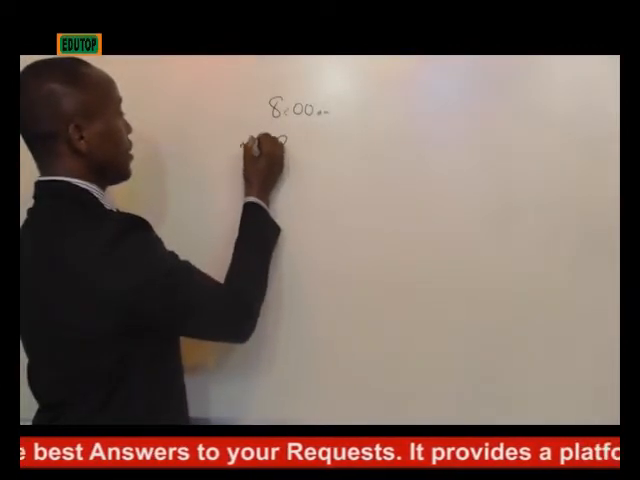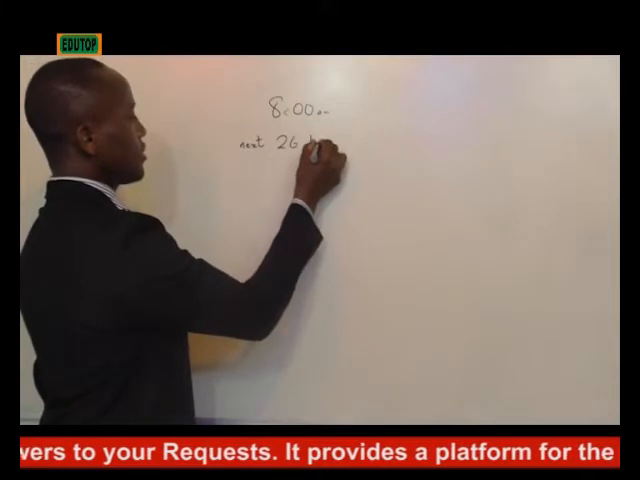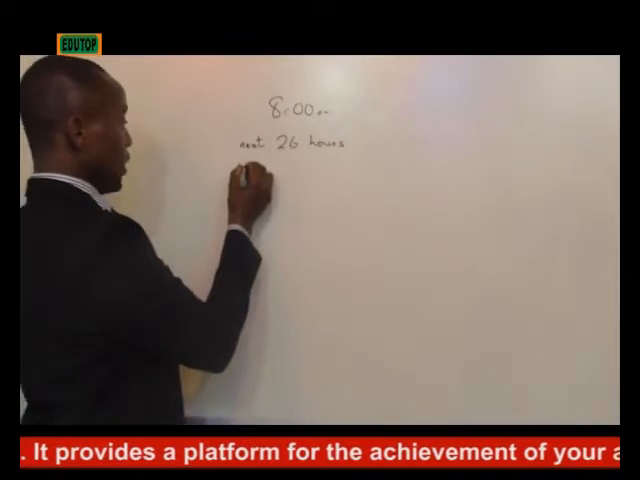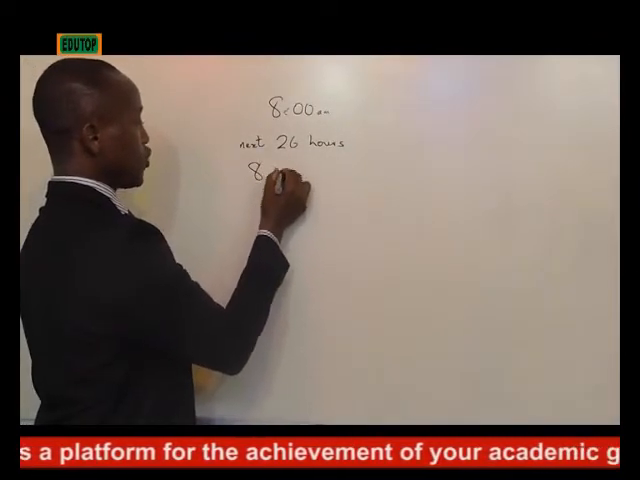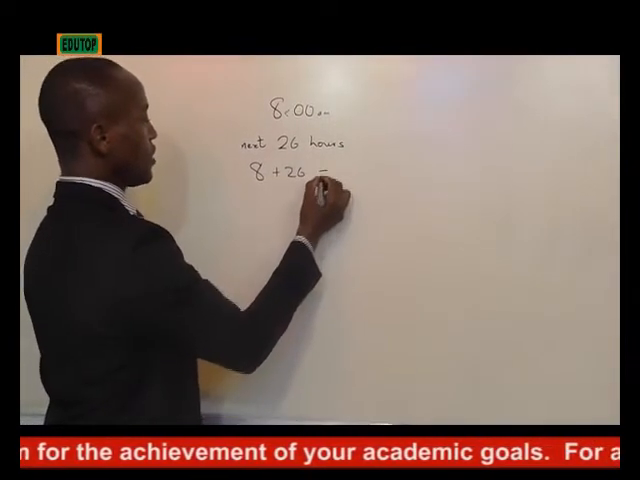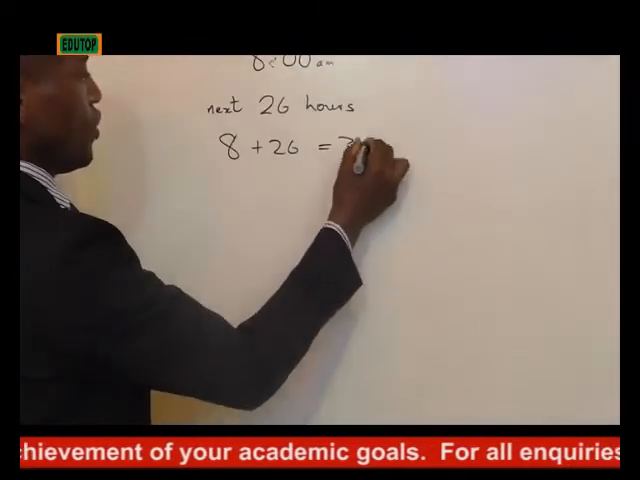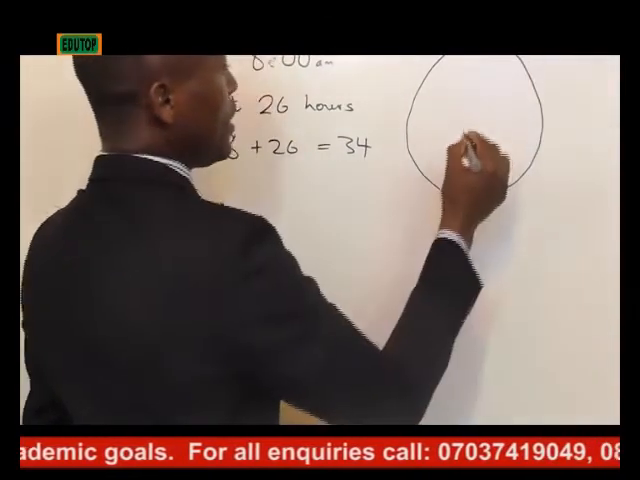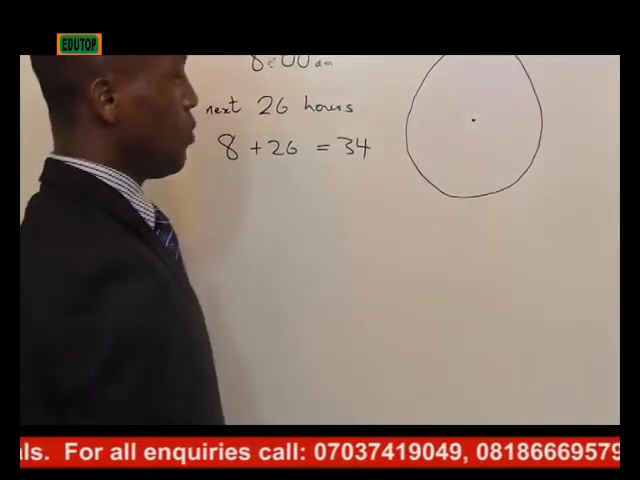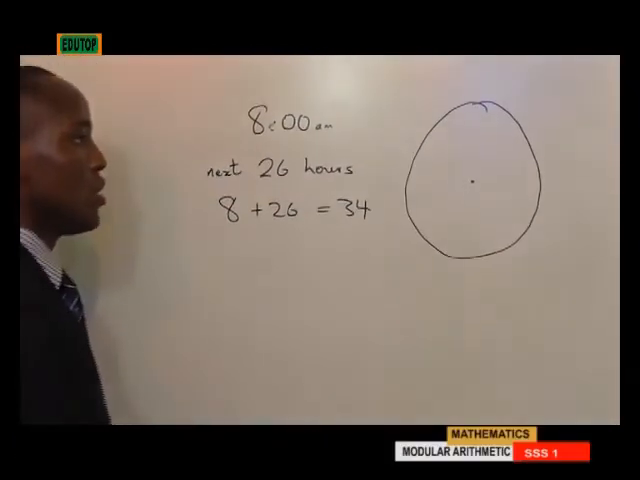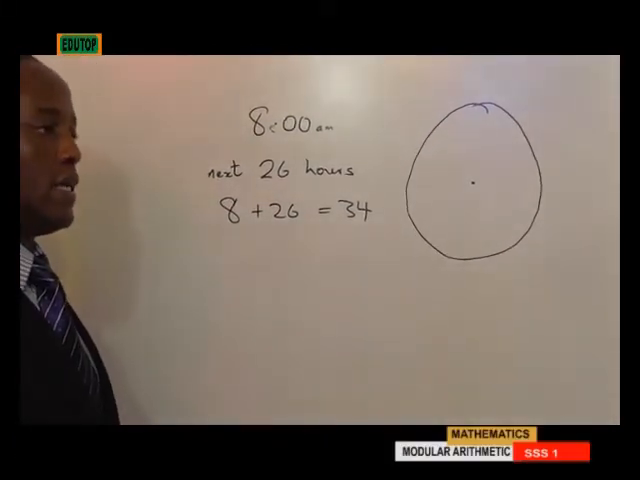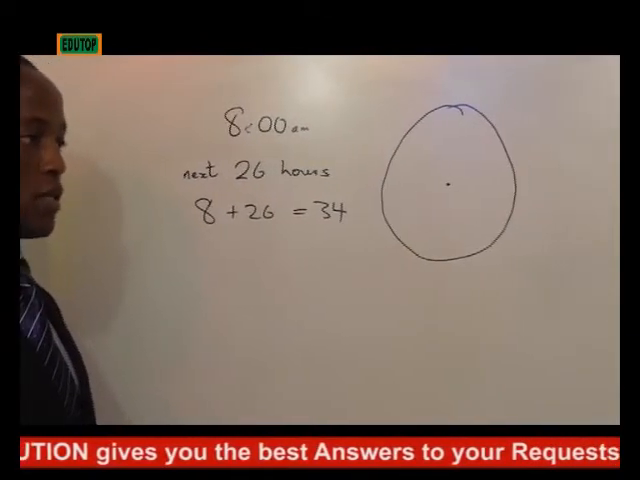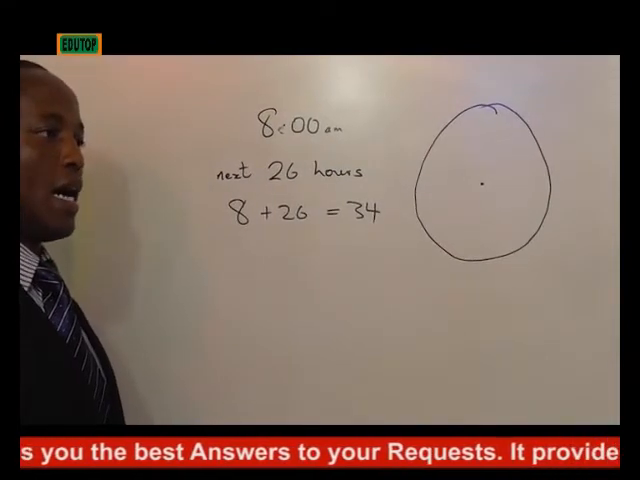Now, if you are to add that, it's just 26 hours from 8 a.m. The time now is 8 a.m. and your friend is coming in the next 26 hours. Which means that we can just add it. 8 plus 26 will give us 34, which is not possible on our analog clock or on the wristwatch.